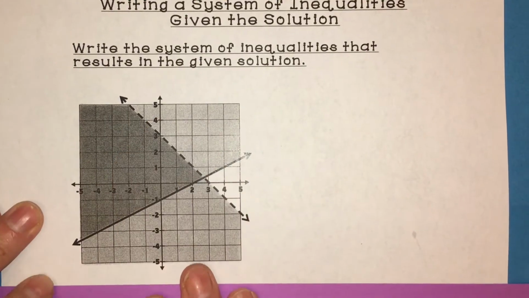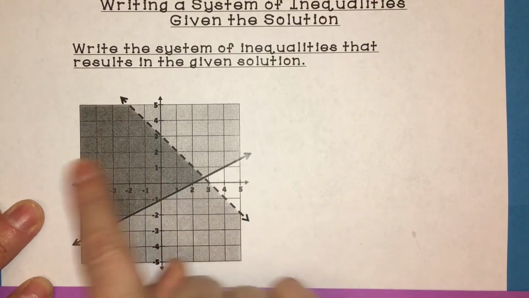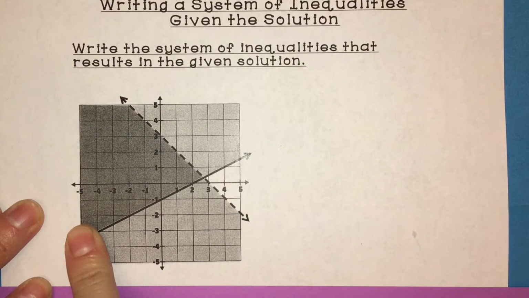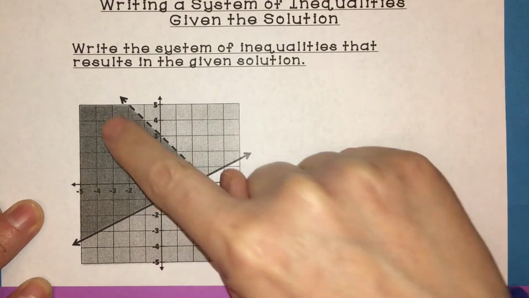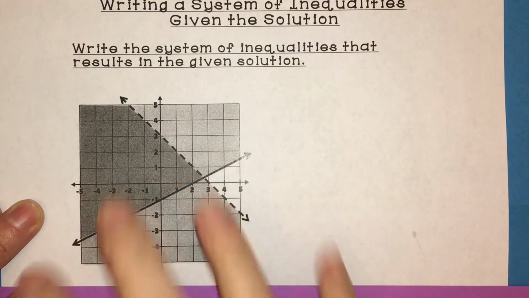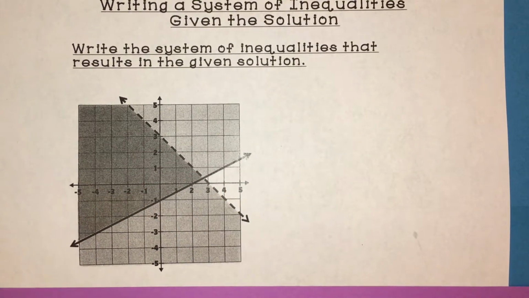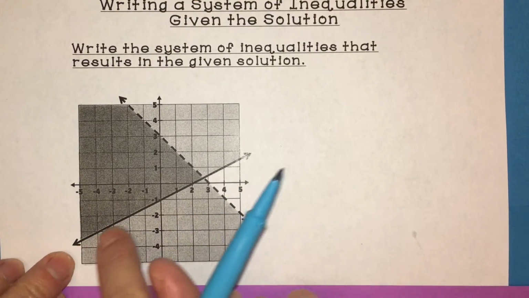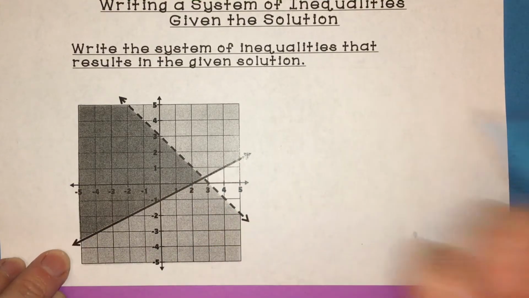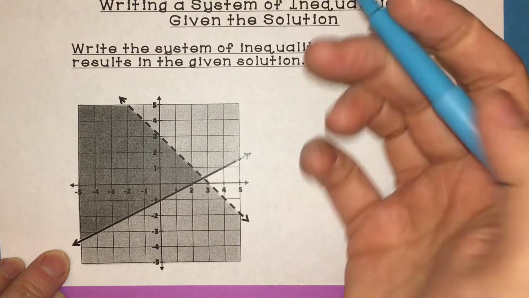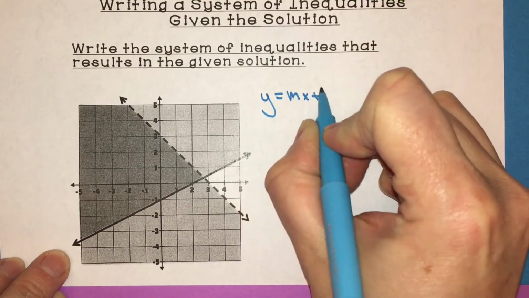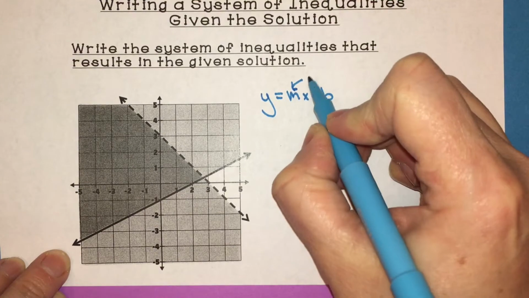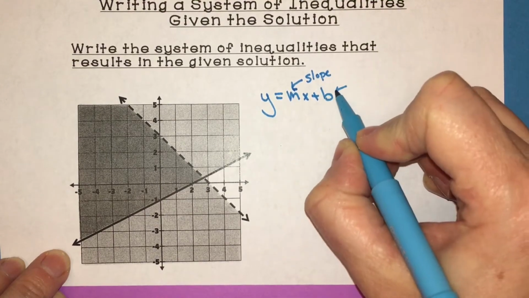So the double shaded area, or the darker shaded area, is the solution. Each of these lines and the shaded part, either above or below the line, will result in an inequality that we can write. So we're going to look at this line right here. So I'm going to start in y equals mx plus b form. So always think of y equals mx plus b, where m is your slope and b is the y-intercept.